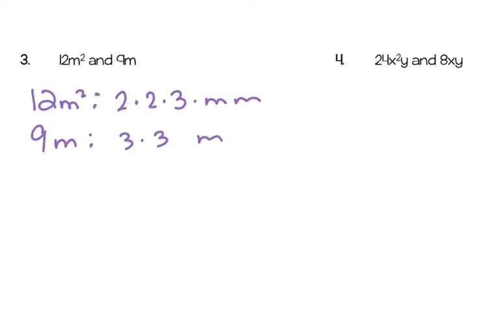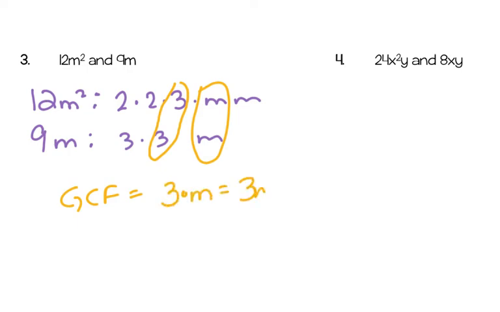So we're going to take 12m squared and we're going to break this down. Like we did before when we were trying to simplify our expressions, we're going to break that down. So 2 times 2 times 3 and then times m times m. And then 9m, I'm going to break that down to 3 times 3 times m. Now look for what they have in common. They have 3 in common. They also have m in common. So my greatest common factor is 3 times m, or 3m.